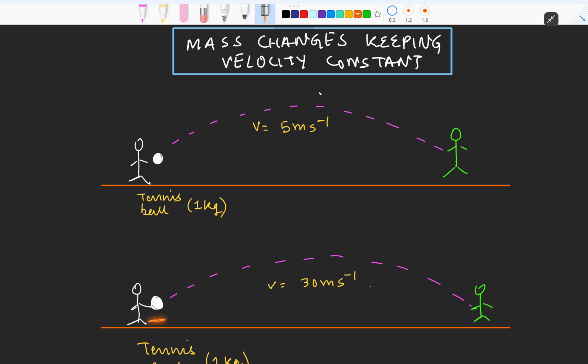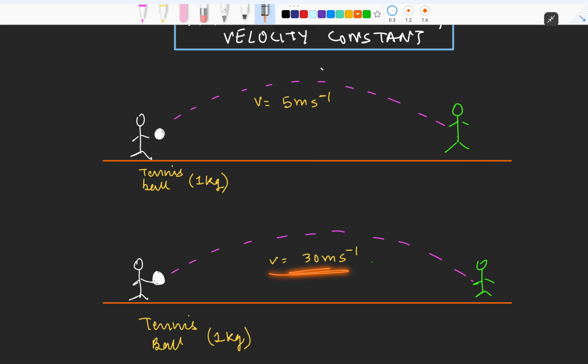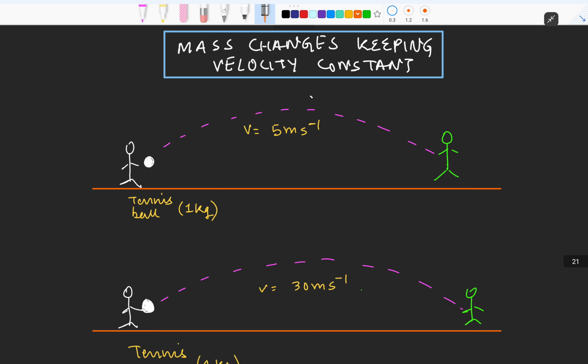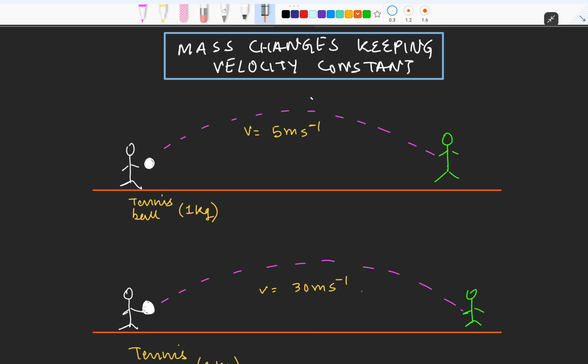And then again your friend throws the tennis ball, but this time with 30 meters per second velocity, and now you catch it. Now in which of the following two scenarios are you going to be able to catch the ball easily? Of course the one with the smaller velocity or lower velocity, right?